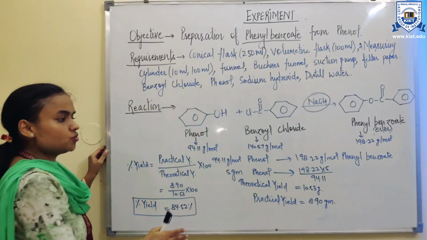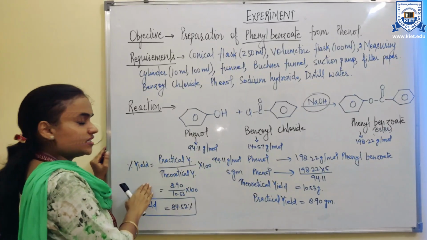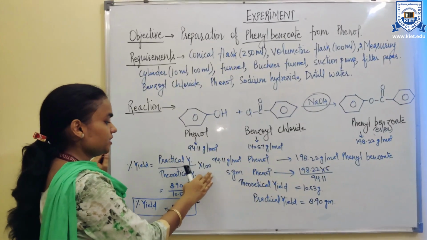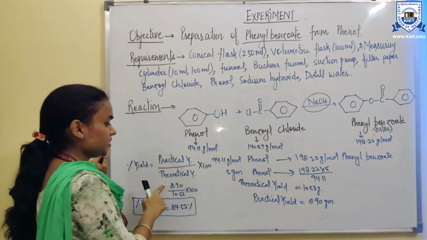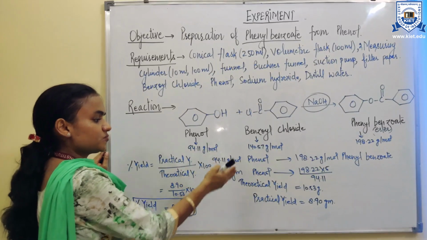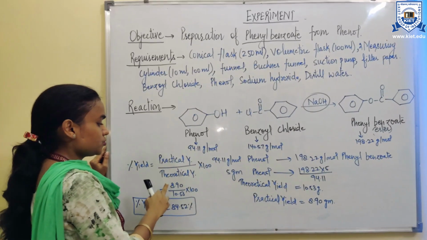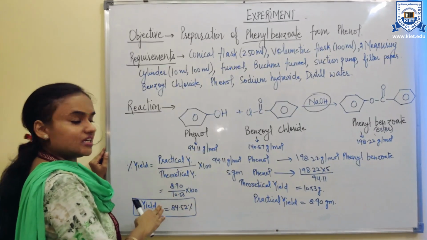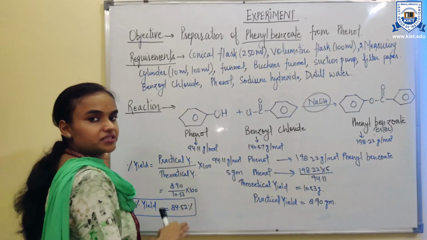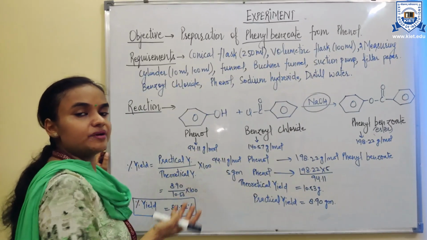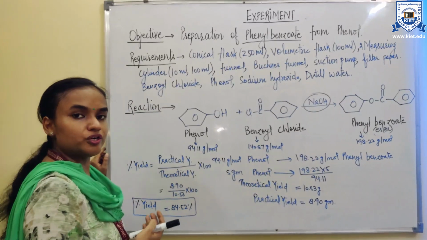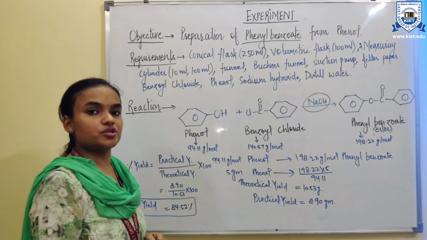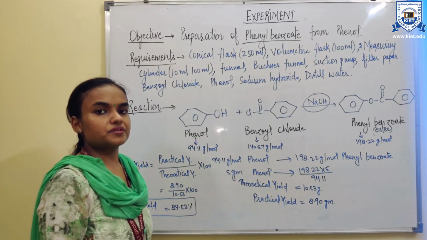So by using these two yields we can calculate the percentage yield. The formula of percentage yield is equal to practical yield divided by theoretical yield, times 100. The practical yield was found to be 8.90 and the theoretical yield as per the calculation is 10.53. So 8.9 divided by 10.53 times 100. So the percentage yield calculated is 84.52%. So the percentage yield of phenyl benzoate by our procedure is found to be 84.52%. So that is all about the method of preparation of phenyl benzoate from phenol. Thank you so much.